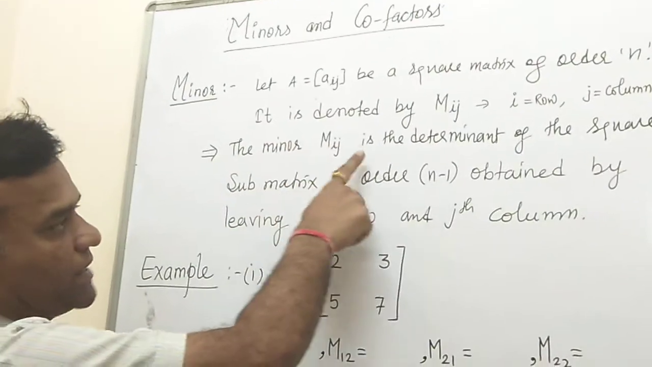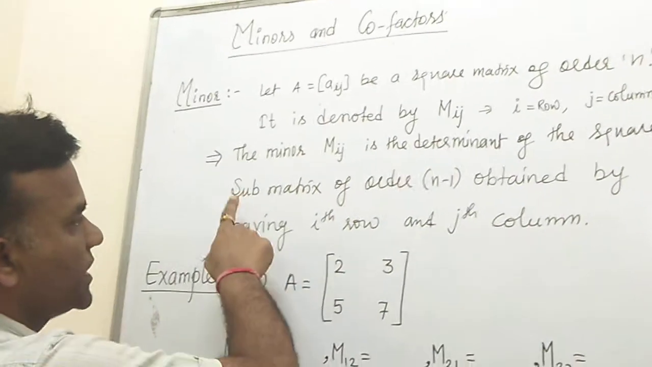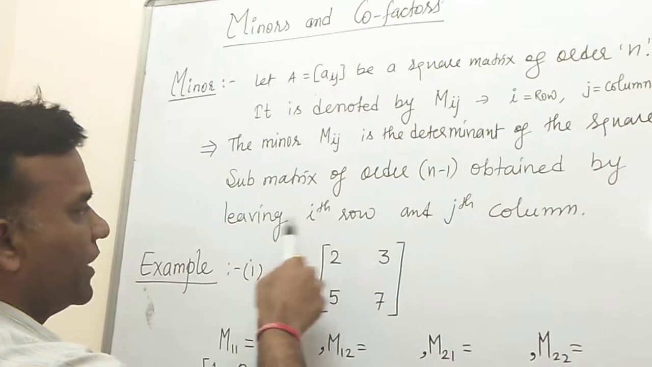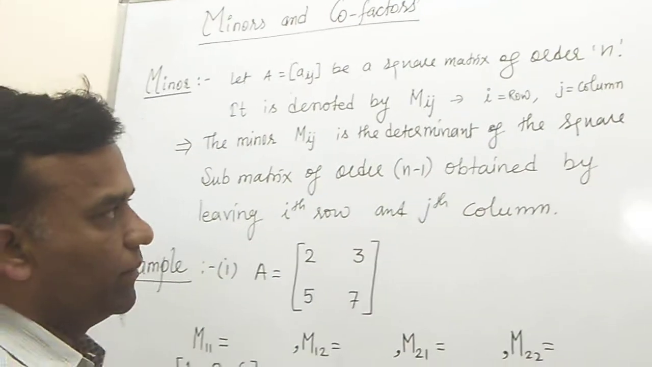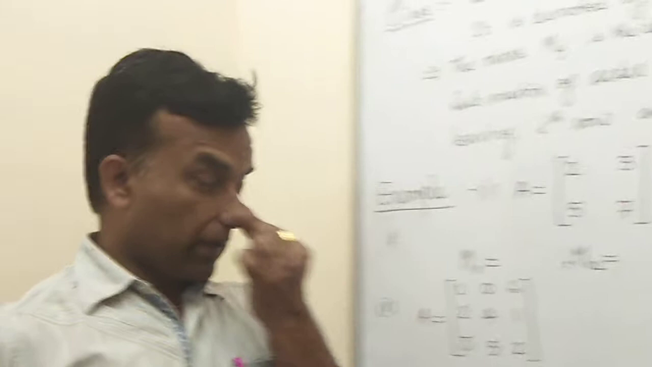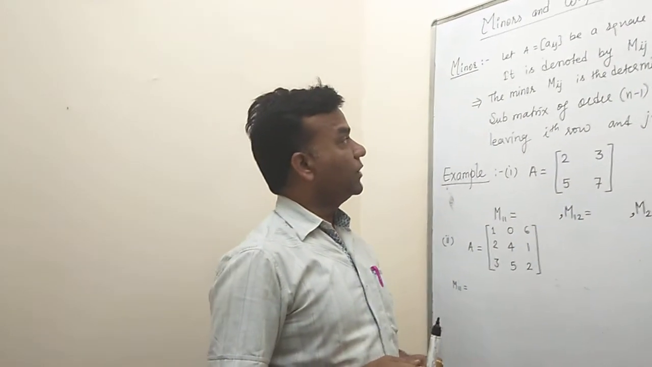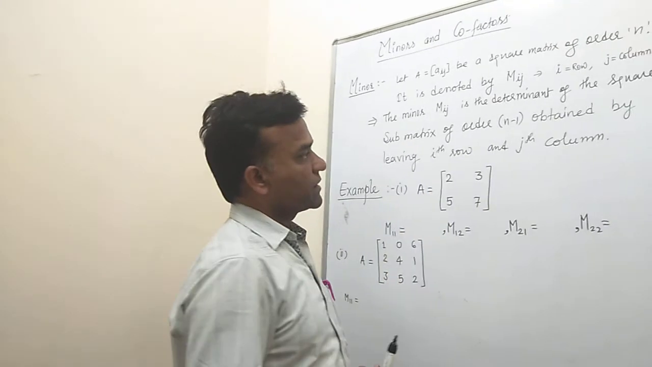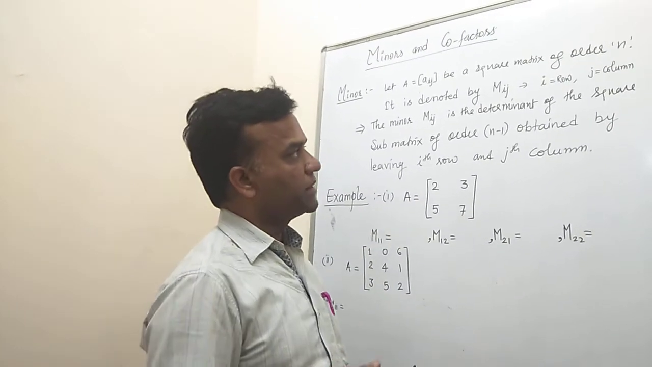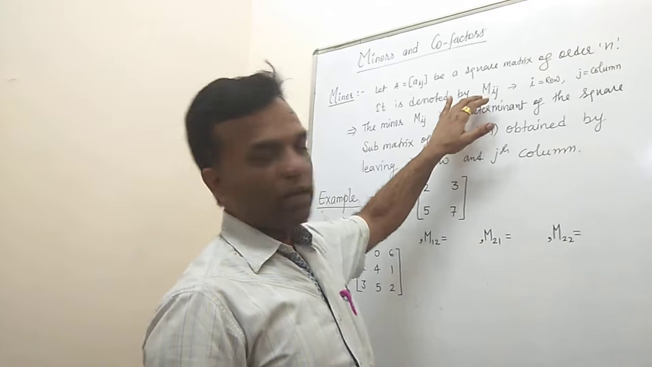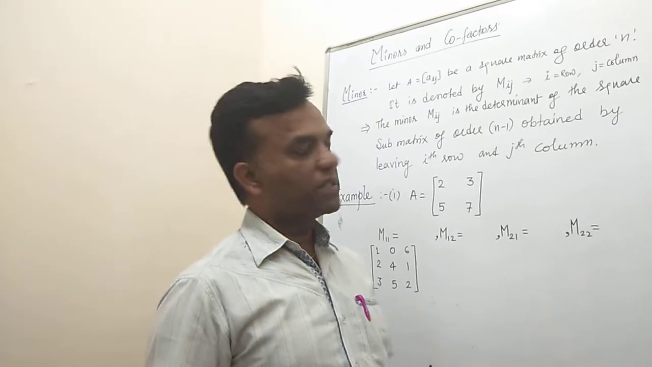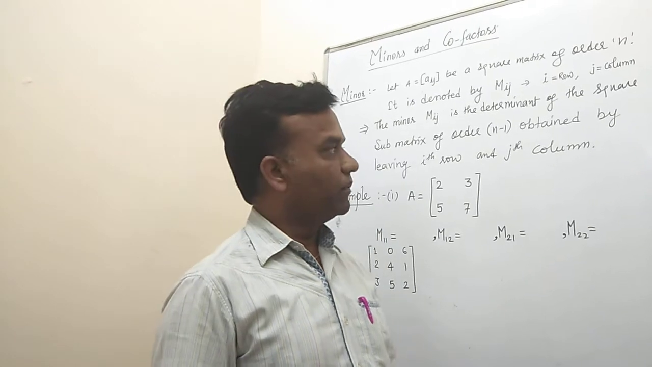The minor Mij is the determinant of a square submatrix of order n minus 1 obtained by leaving the ith row and jth column. It is simply a value you find with the help of a submatrix, in the form of a determinant. The place value is very important in Mij, because I represents the row and J represents the column.